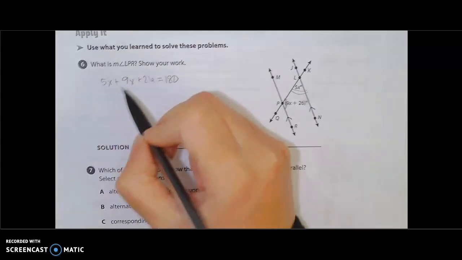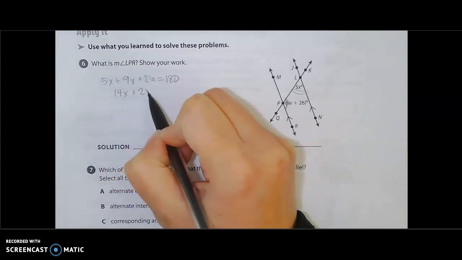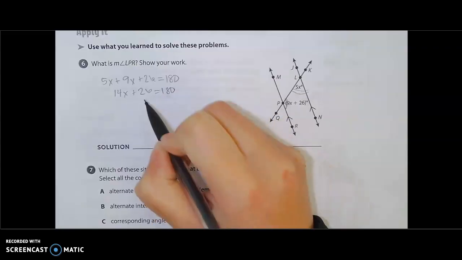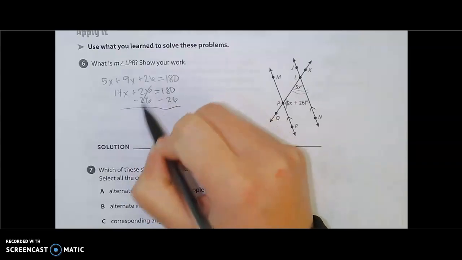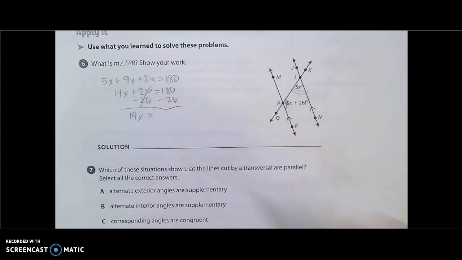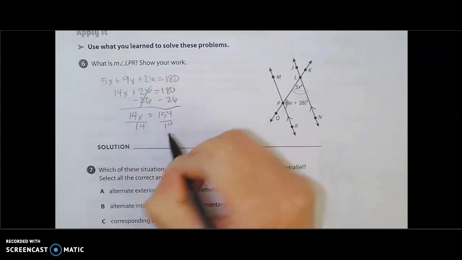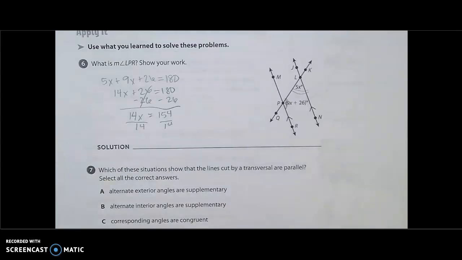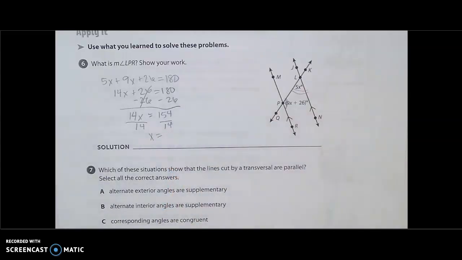Once I have this, I now need to solve for x. So I'm going to combine like terms. 9 plus 5 is 14. So I have 14x plus 26 equals 180. I need to zero out my constant, so I'm going to subtract 26. Now I have 14x equals 180 minus 26, and that is 154. Divide both sides by 14. X will equal 11.